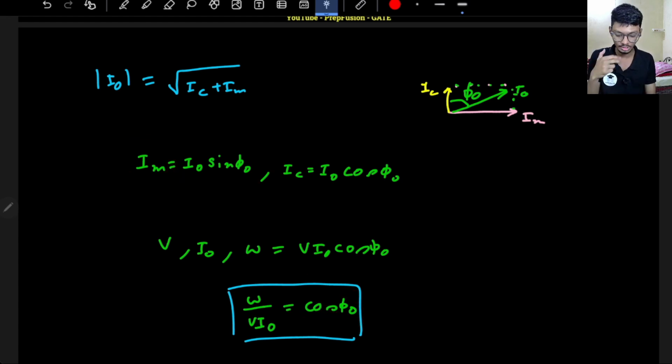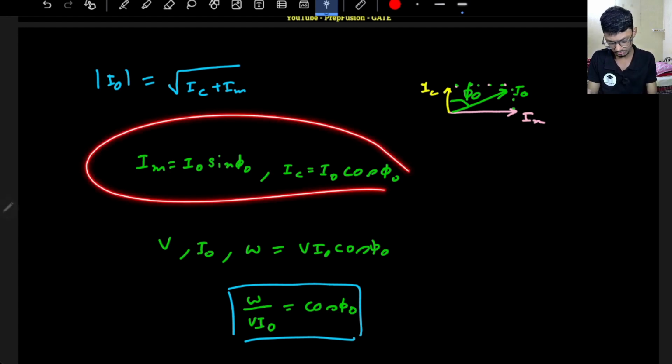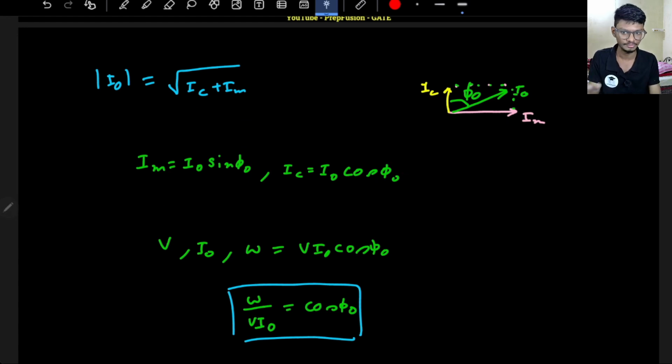Okay, so that's how we find out the individual parameters. There are other ways as well, but ultimately this will be the best way. You can find out the circuit parameters any way you want, but this is one of the ways with which you can find them.